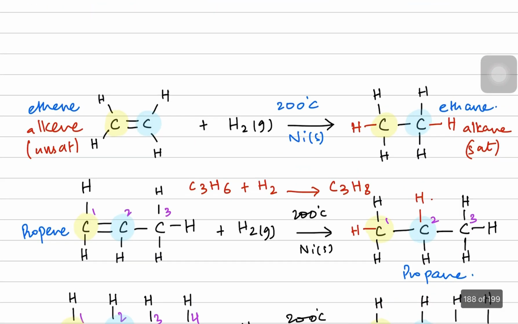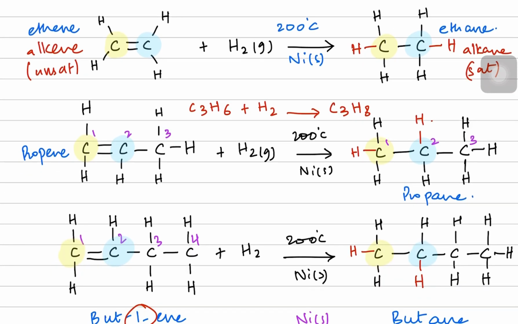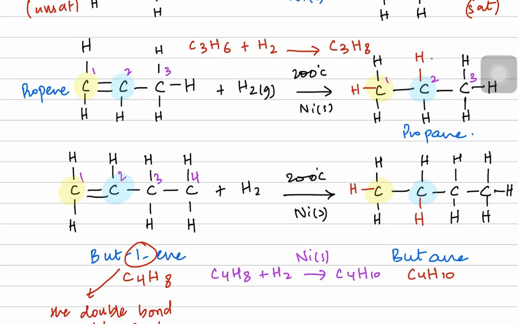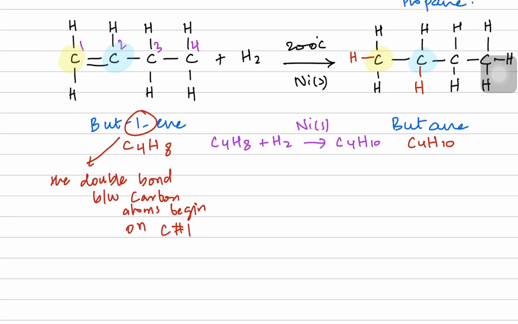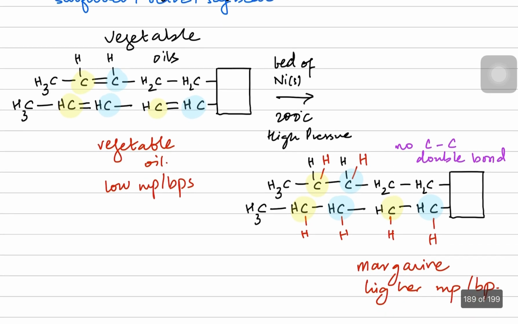So in today's video we talked about the addition reaction of hydrogen. We understood how nickel and 200 degrees are essential to add hydrogen atoms on the carbons of the double bond, to remove the double bond and make an alkane. We looked at a few equations and we looked at how vegetable oils are converted into margarine with the help of a nickel catalyst.